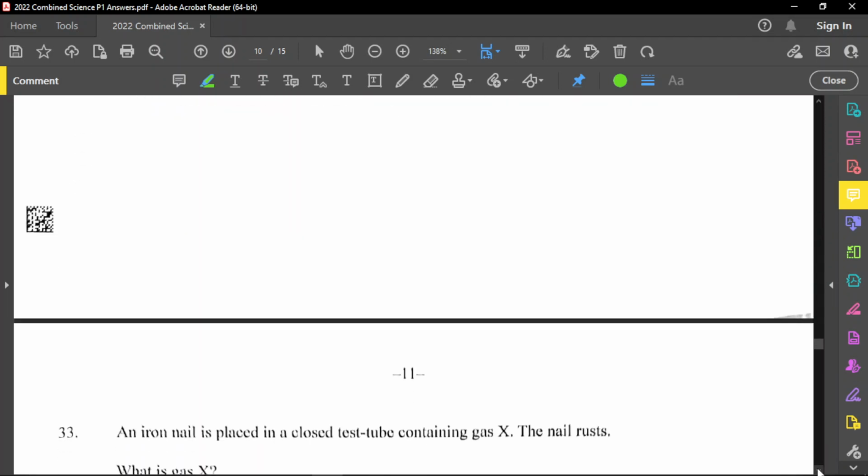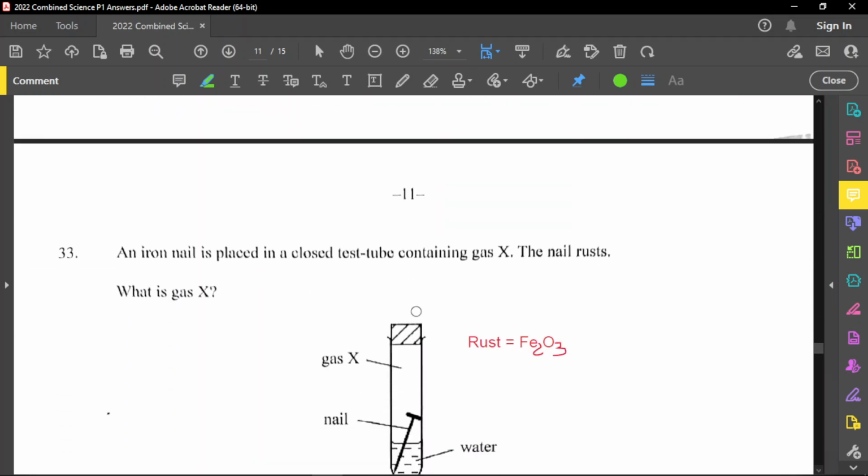Question 33 reads: an iron nail is placed in a closed test tube containing gas X. The nail rusts. So you put it in a test tube that is closed and the nail will rust, and they ask what gas is X.